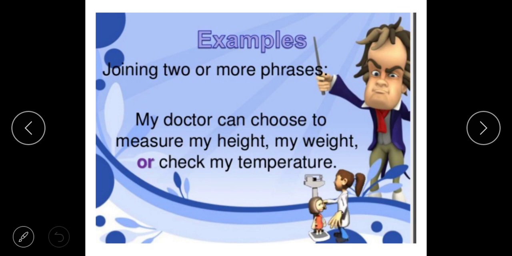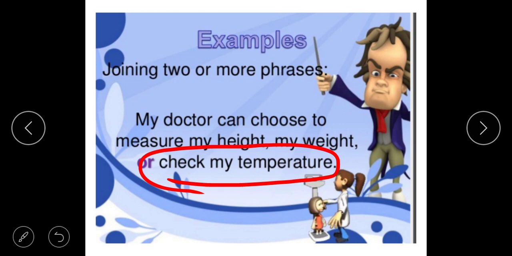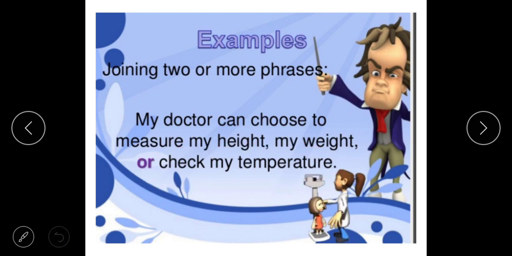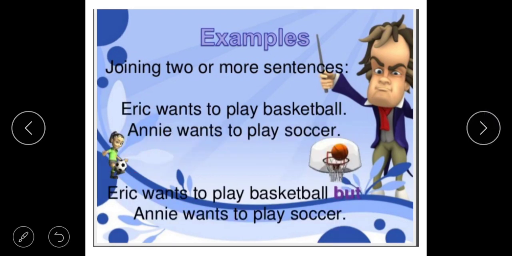If we say check my temperature, it's not giving us the complete sense. But when we say my doctor can choose to measure my height, my weight, or check my temperature, so here, what is or? Or is a conjunction here.